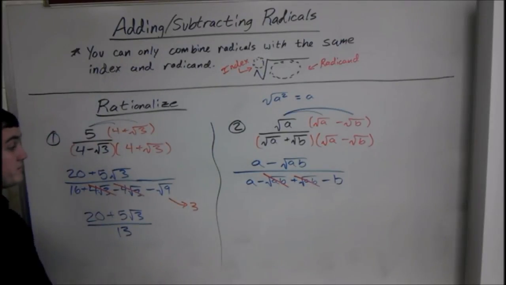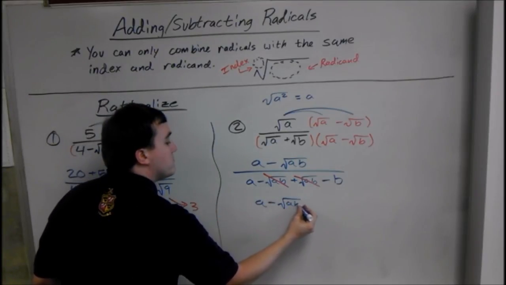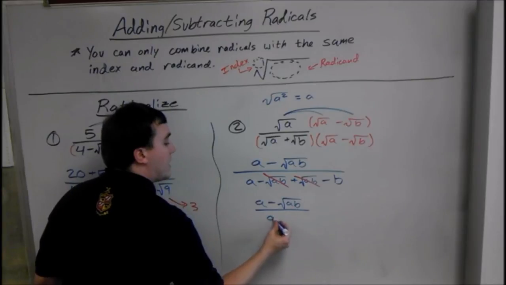And then we're basically done. A minus root AB over A minus B.